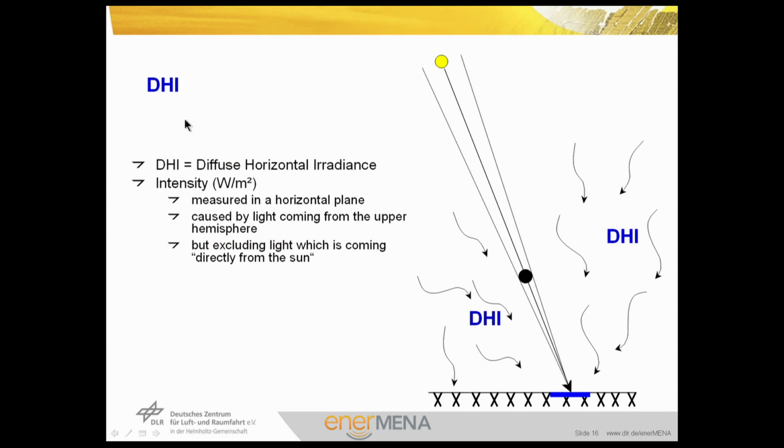Now I want to come to DHI. DHI is diffuse horizontal irradiance. It's also an intensity in watts per square meter that is measured in a horizontal plane. It's an intensity caused by light coming from the upper hemisphere, but excluding light which is coming directly from the sun. As before, I wrote directly from the sun in quotation marks, and again WMO defines the angle of 2.5 degrees that has to be excluded around the sun. DHI is caused by atmospheric scattering.